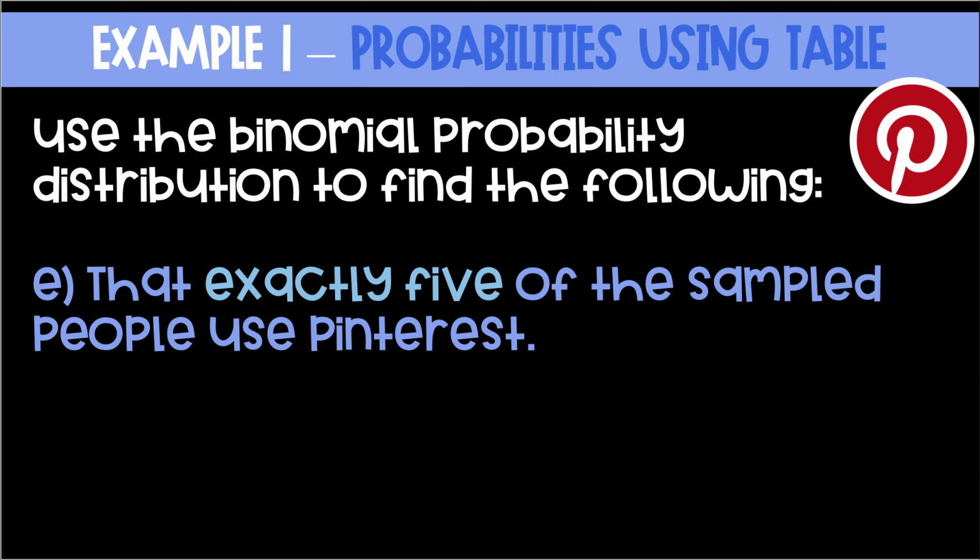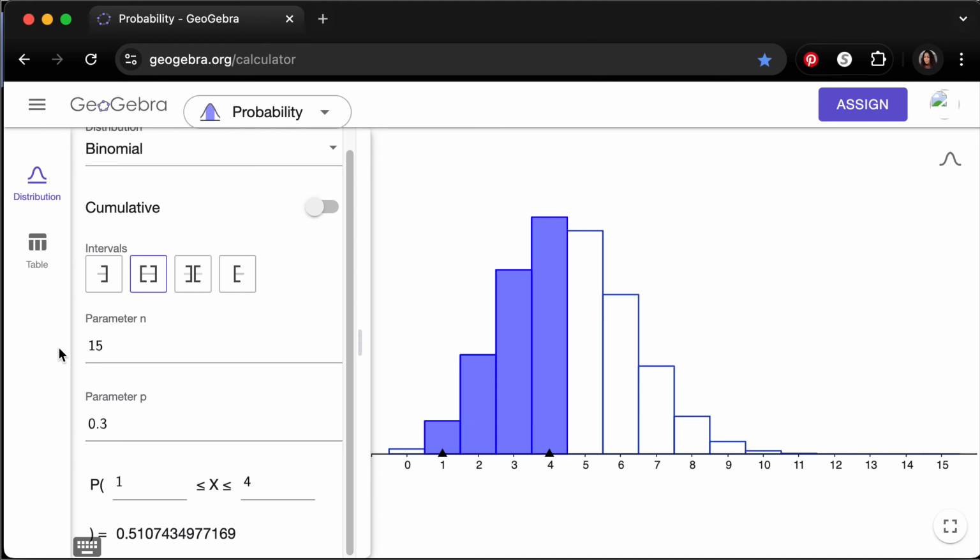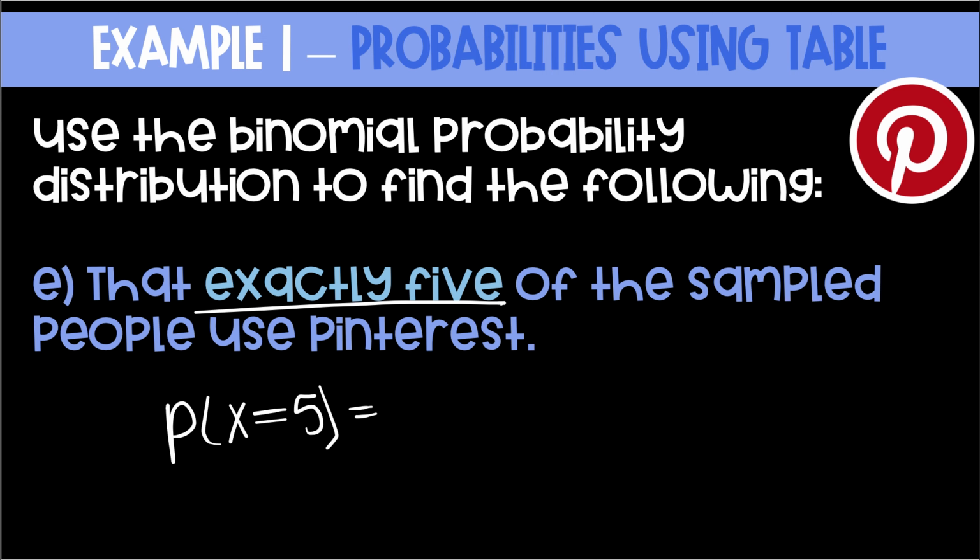Our next scenario. What's the probability that exactly 5 of the sample people use Pinterest? Exactly 5. What's the probability that X is equal to 5? Again, GeoGebra doesn't have a PDF button, but we can use the interval and just make both of our values 5. X is in between 5 and 5, including 5. Our probability is 20.61%.